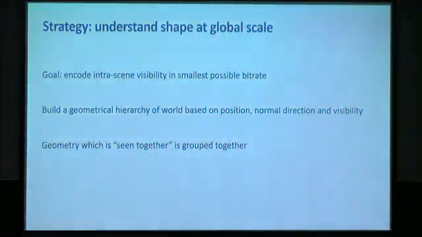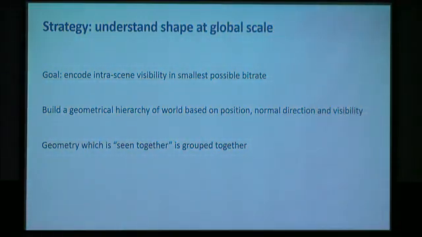And how did we do this? Well, the strategy was really to try and understand shape now at the global scale. So the key computational difficulty in the global illumination problem is the visibility problem. It's what can see what else, and we wanted to encode that information in the smallest possible amount of data. Since the smaller your data, the faster you can churn through it at runtime.